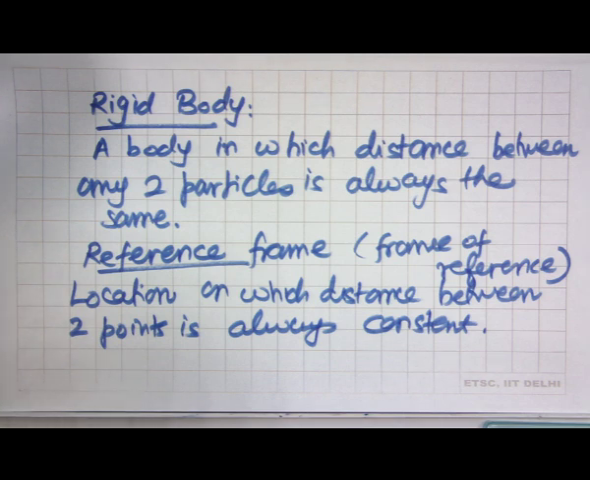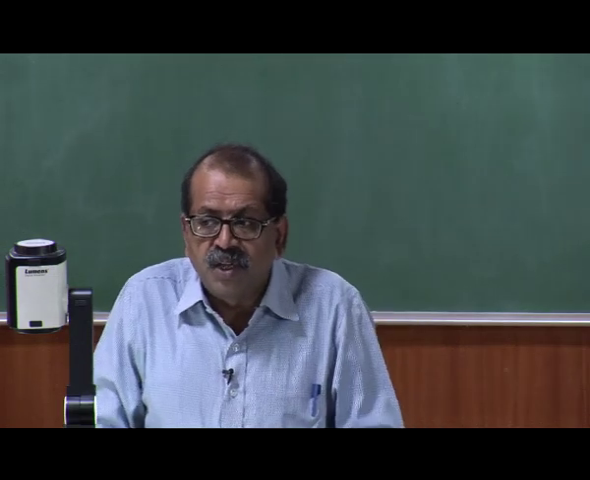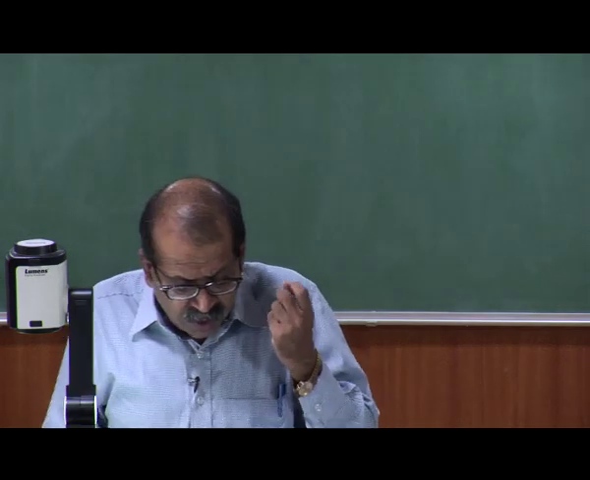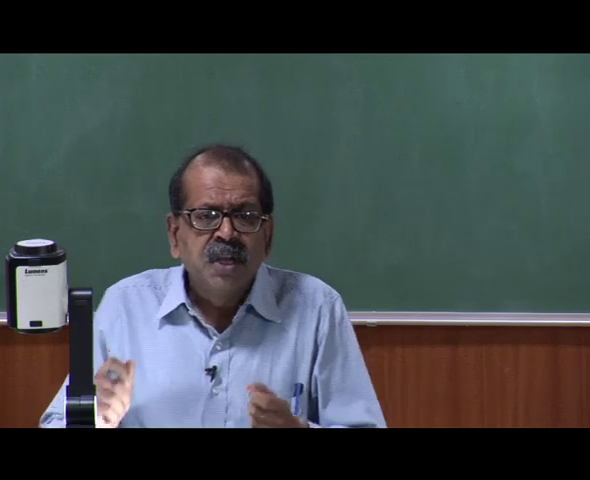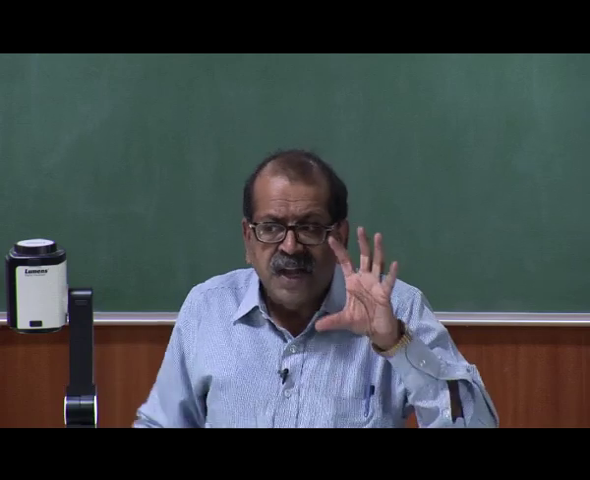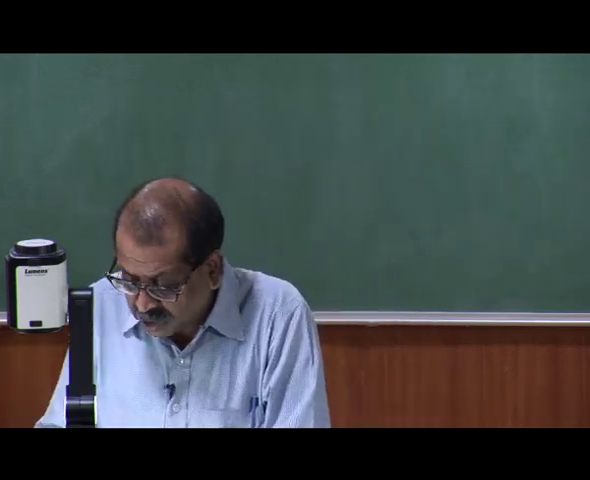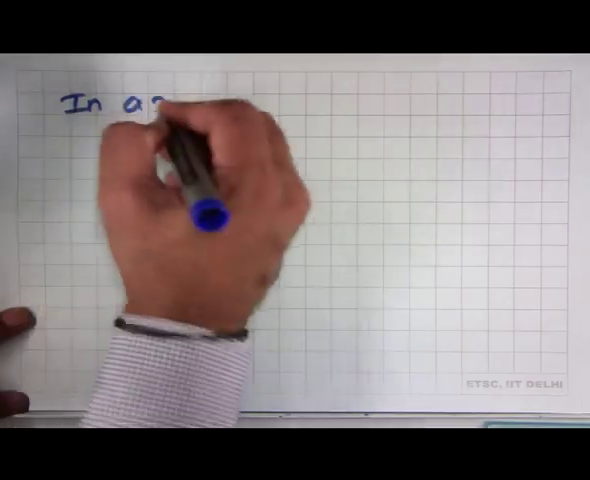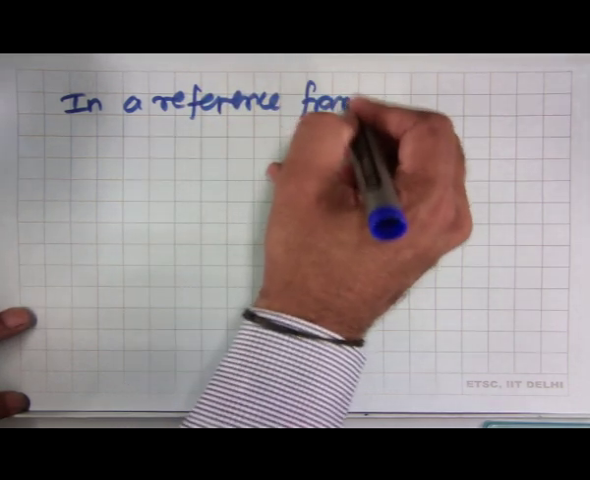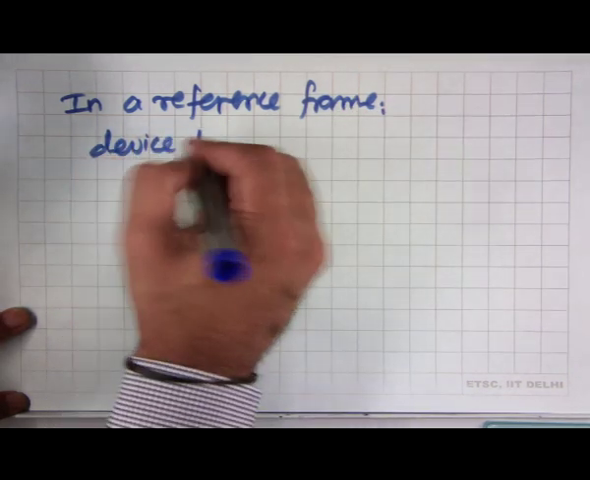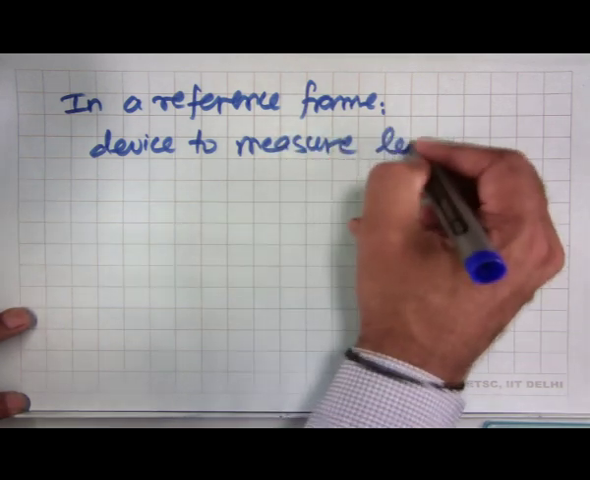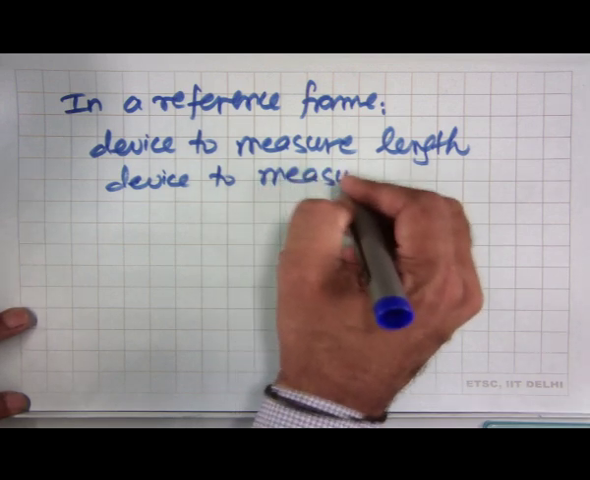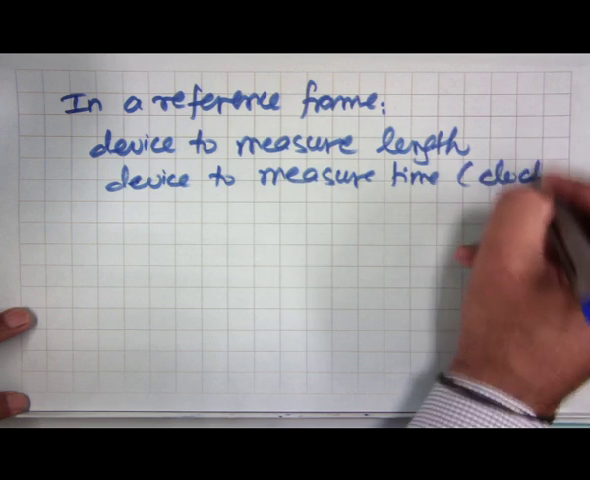So, for example, if I am standing on the ground, then I will say ground is a reference frame, and if I look at any 2 points on the ground, the distance between them will not change. So, this is how I define a reference frame, and in a reference frame I have a device with which I measure length, and a clock with which I measure time. So, there are two things I will need along with the frame: a device to measure length and a device to measure time, which typically would be a clock.